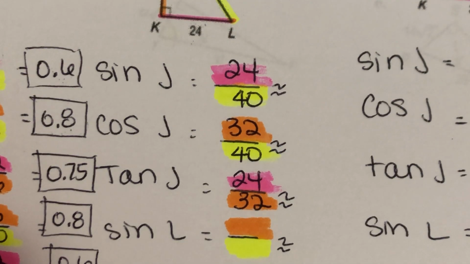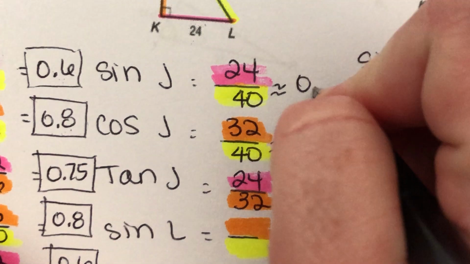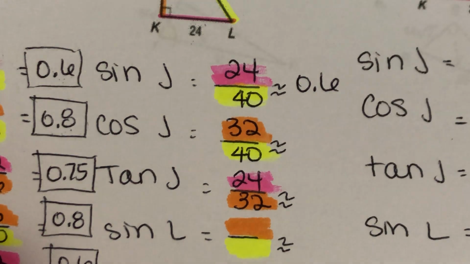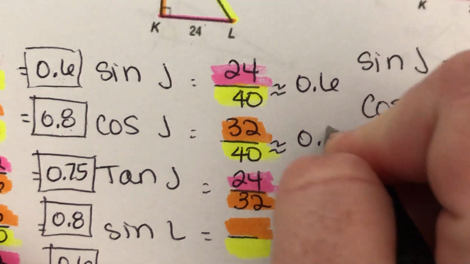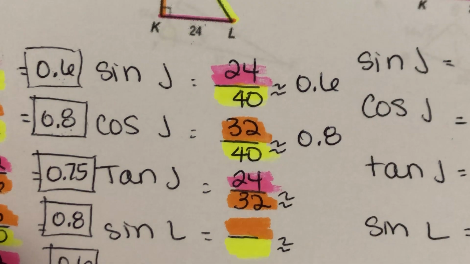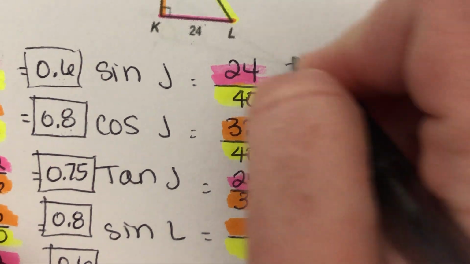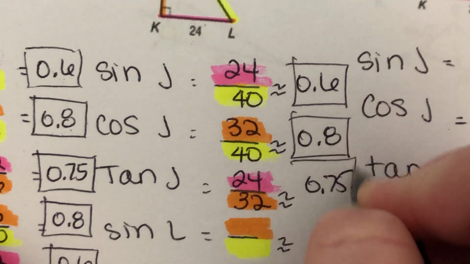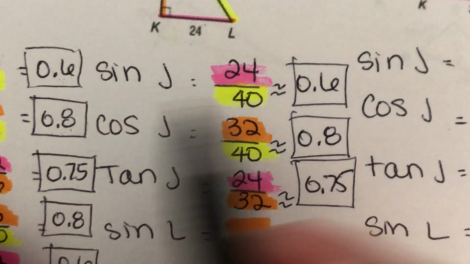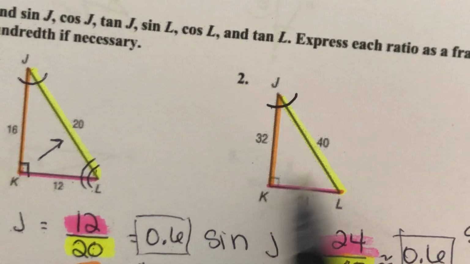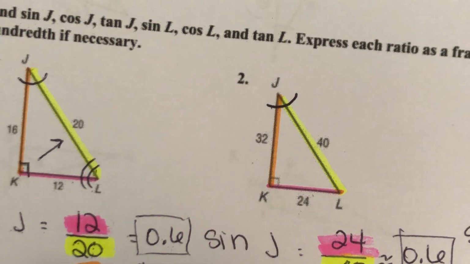So 24 divided by 40, 0.6. 32 divided by 40 should be 0.8. Yep, 0.8. And 24 divided by 32 is 0.75. And it's just coincidence that they happen to be the same thing here, because these are completely different measurements of this triangle than this guy.